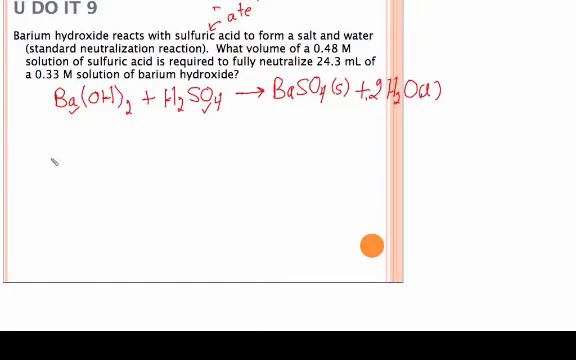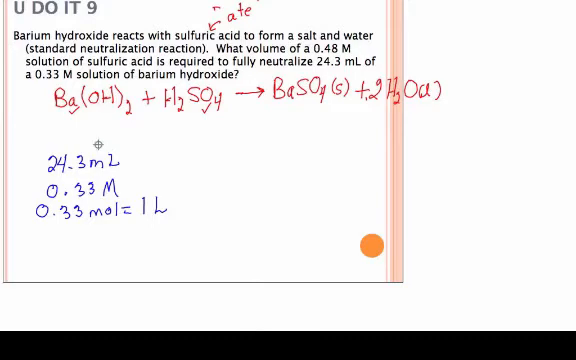I have 24.3 milliliters of a solution that's 0.33 molar. Now, you might want to write that as 0.33 moles equivalent to every 1 liter that is delivered. So we can use molarity now as a conversion factor.